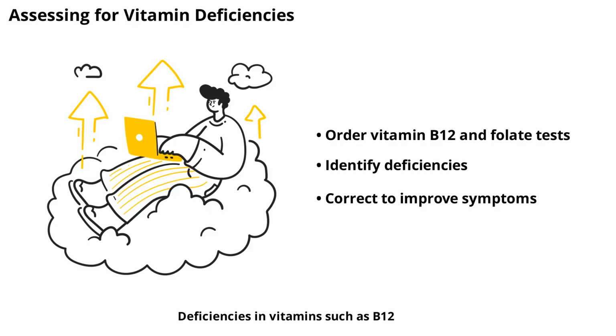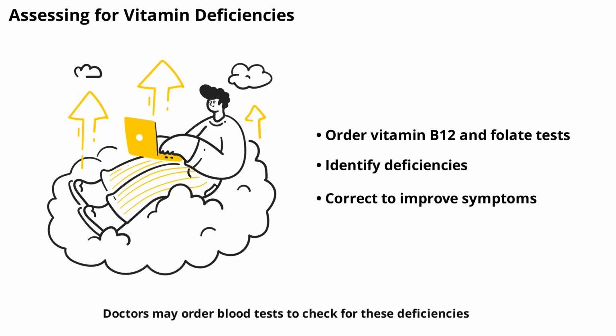Deficiencies in vitamins, such as B12 or folate, can contribute to neurological symptoms. Doctors may order blood tests to check for these deficiencies, especially if dietary intake is poor or if the patient has risk factors. Correcting vitamin deficiencies can sometimes alleviate RLS symptoms.